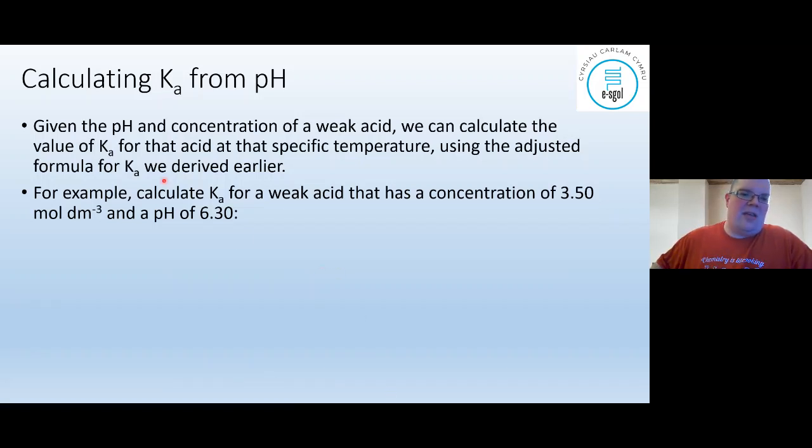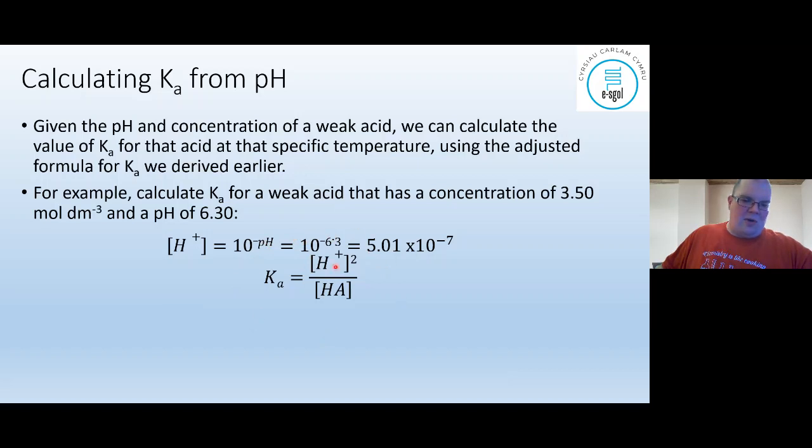So if we've got a weak acid with a concentration of 3.5 moles per dm cubed and a pH of 6.30, then we can work out the concentration of H plus using the 10 to the power minus pH formula. So we plug the pH in there and we end up with 5.01 times 10 to the minus 7. That should be moles per dm cubed.